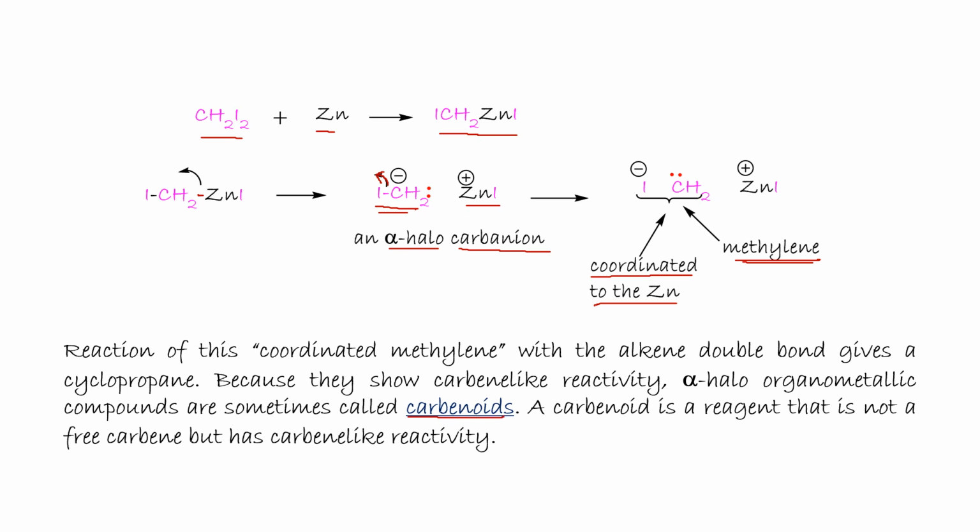Reaction of this coordinated methylene with alkene double bond gives cyclopropane. Because they show carbene-like reactivity, alpha-halo organometallic compounds are sometimes called carbenoids. A carbenoid is a reagent that is not free carbene but has carbene-like reactivity.